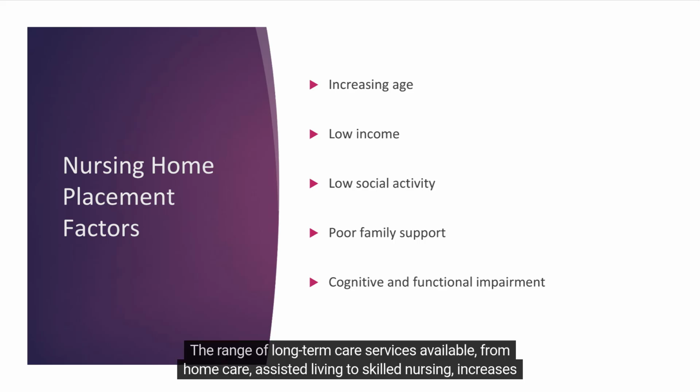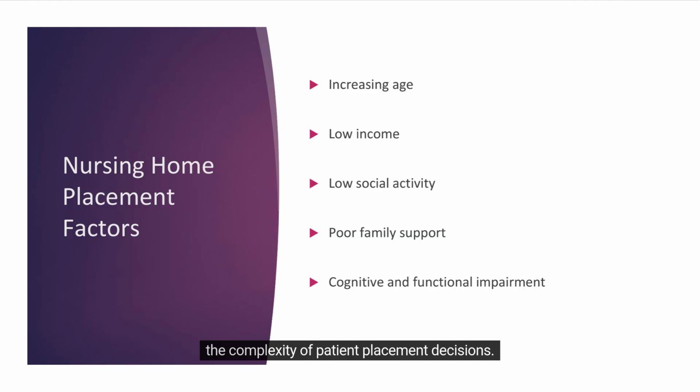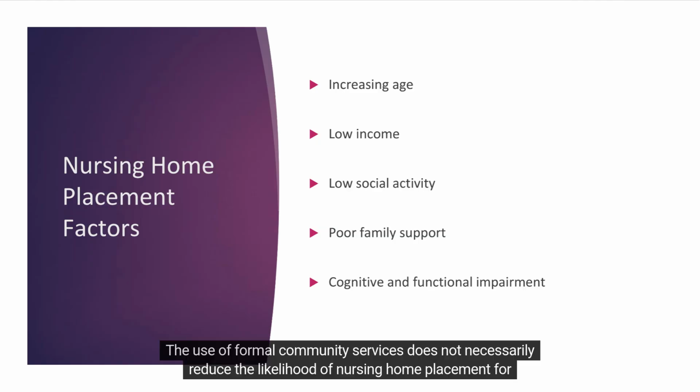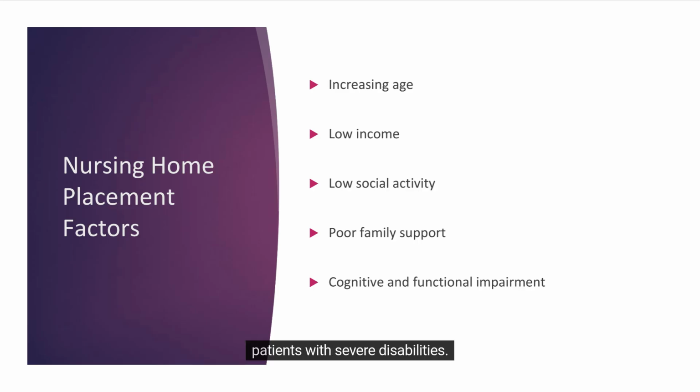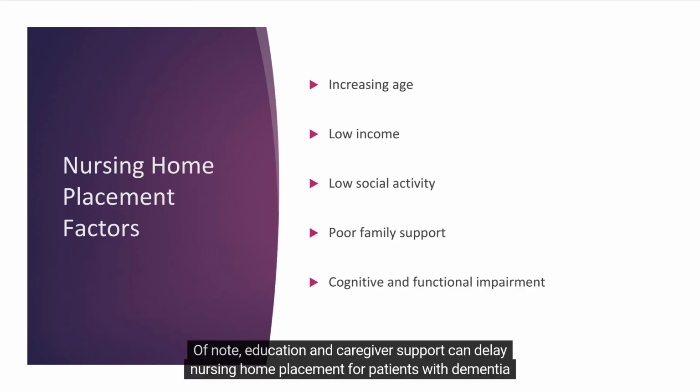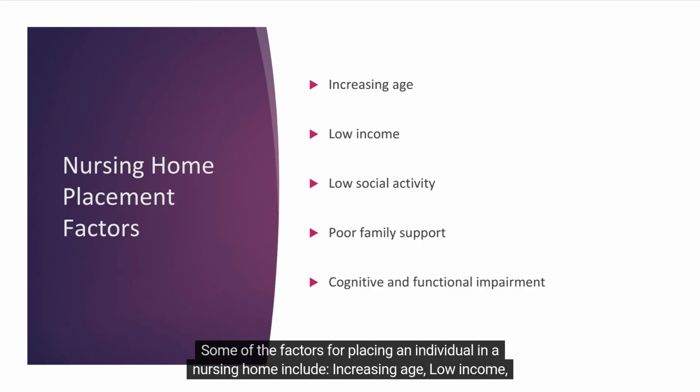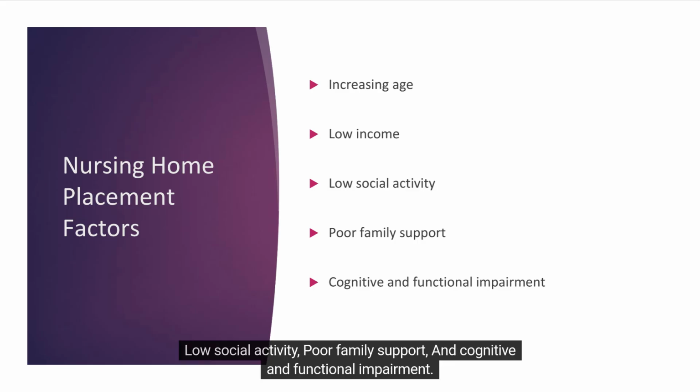The range of long-term care services available, from home care and assisted living to skilled nursing, increases the complexity of patient placement decisions. The use of formal community services does not necessarily reduce the likelihood of nursing home placement for patients with severe disabilities. Of note, education and caregiver support can delay nursing home placement for patients with dementia by up to a year. Some of the factors for placing an individual in a nursing home include increasing age, low income, low social activity, poor family support, and cognitive and functional impairment.